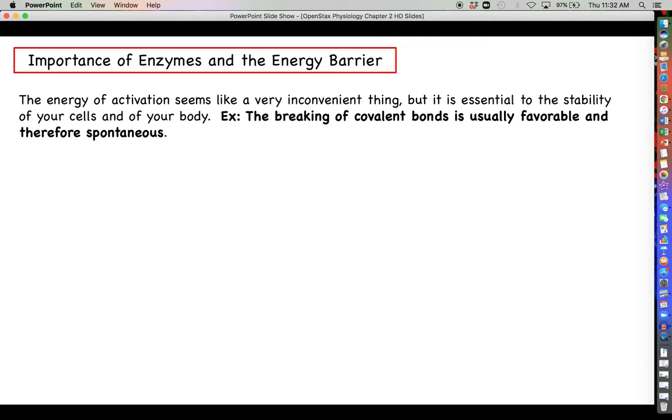Okay, so you're probably thinking at this point that these activation energy barriers seem like kind of an inconvenient thing, right? What a pain in the rear, right? Why do we have to have this? So why is that important? Well, think of it this way.